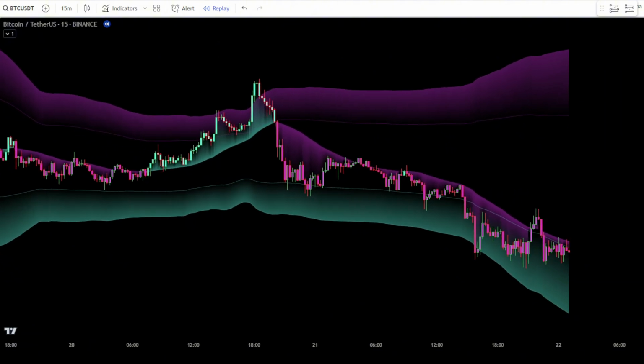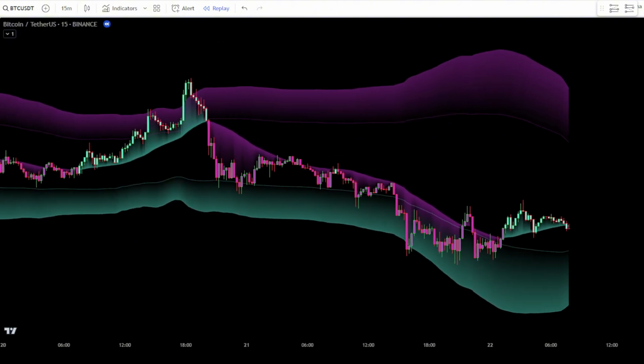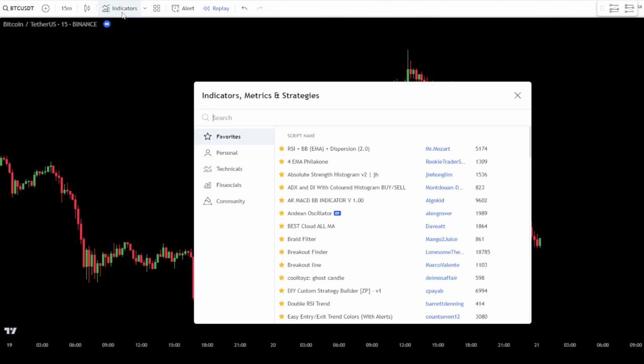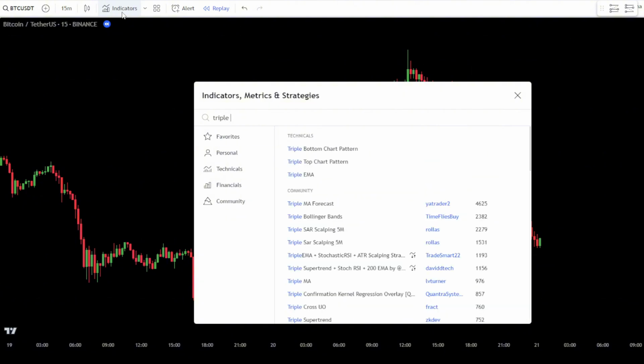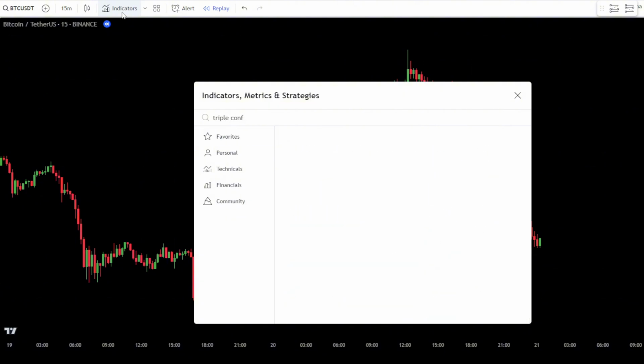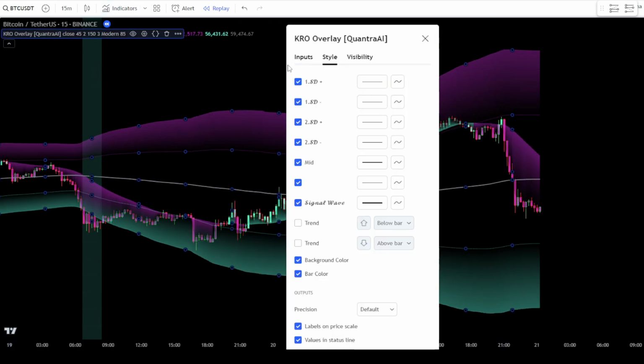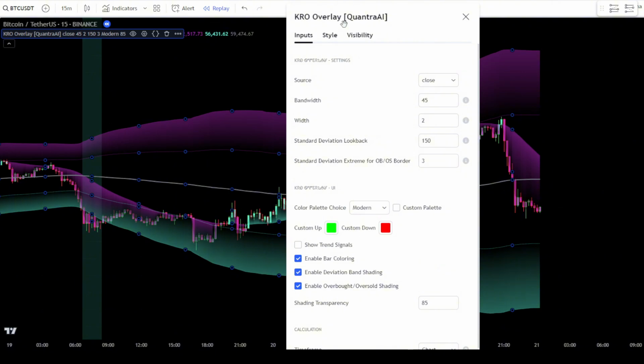Let's get started. To use this scalping strategy, you can start by going to Tradingview. Next, go to the Indicator Search tab. In the Indicator Search tab, type Triple Confirmation Kernel Regression Overlay. Then, select the Triple Confirmation Kernel Regression Overlay from Quantrasystem. After that, adjust the settings of the indicator. In the Input tab, leave the indicator at its default settings.